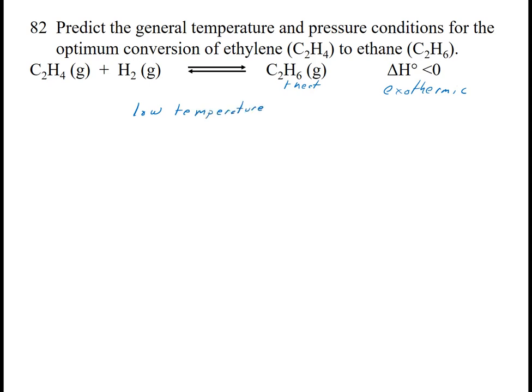And do I want high pressure or low pressure? Looking at this, I have 2 moles of gas over on this side. I have 1 mole of gas over here. So I want to go towards less moles, and so that would be to have a high pressure. So if I do this reaction at a low temperature but with a high pressure, then I'm going to produce more of the ethane gas. And that's how you do these types of problems. And that's the end of chapter 14.